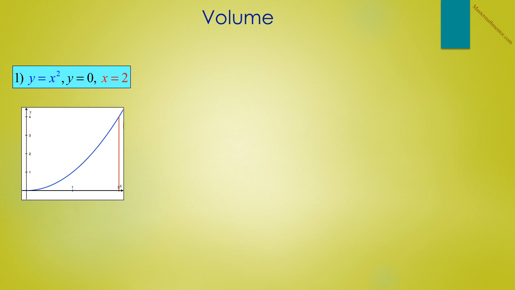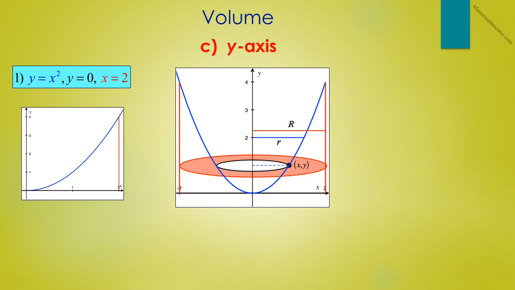Our region hasn't changed. It is still bordered by y equals x squared in blue, y equals 0, the x-axis, in black, and x is equal to 2 in red. In part C, we're now going to rotate the region about the y-axis, and our graph is as appears. We draw a mirror image, and we see that this is a washer problem because there are two colors on each side of the line of revolution, the y-axis.